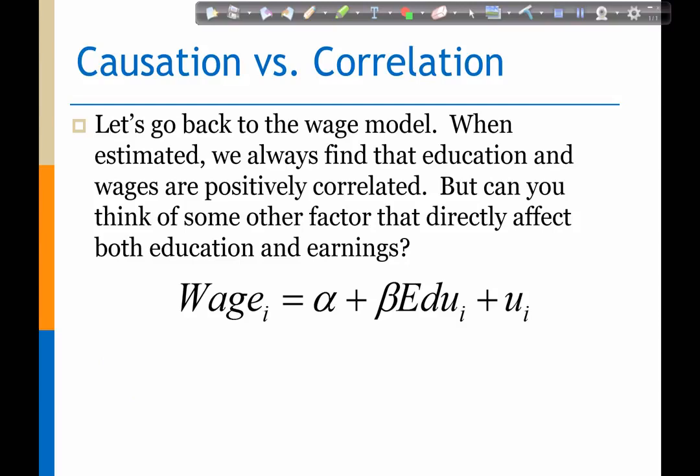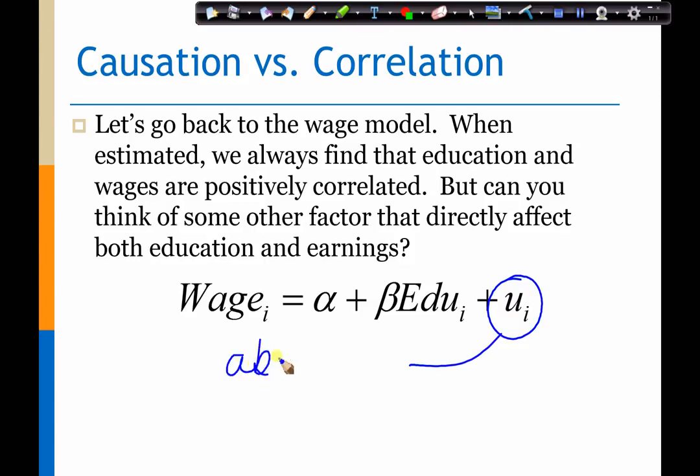Okay, one more example. Going back to that original wage model where wages are a function of education, can we say that education causes wages so that when education goes up, wages go up? Well, we always find a positive correlation between the two, but there might be some other factor that directly affects education and earnings that we're not including in the model. One common example that we see is that ability is part of the error term.